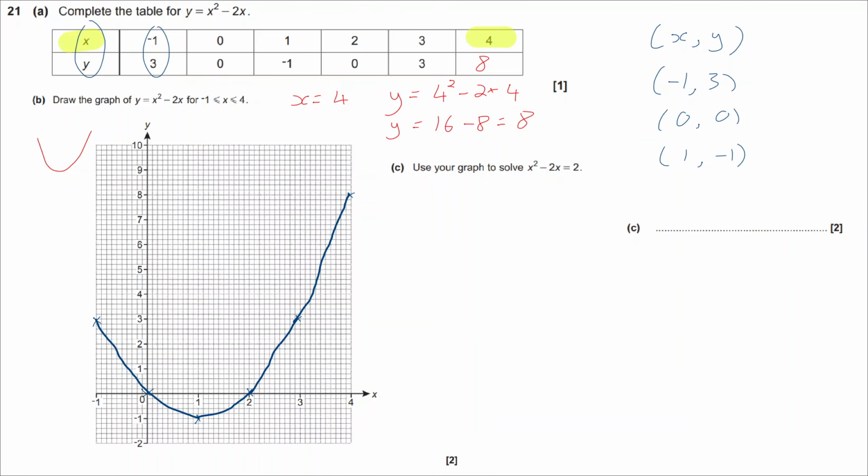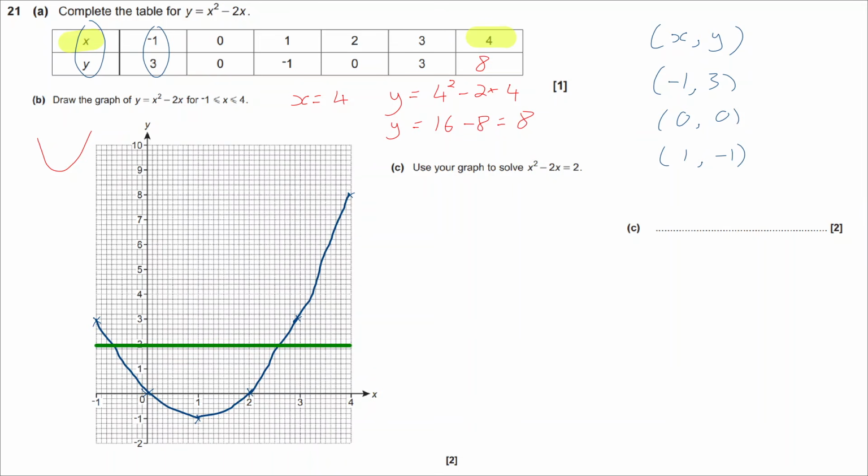Good. Now part C, use your graph to solve this here. Often they would put x squared take away 2x is equal to 0. If that was the case, you would just read where your curve cuts through the x-axis, so this point here and this point here. But this one is saying where it goes through the point 2. So to do this, you have to draw in a straight line using a ruler, going through the point 2. Let's do that a bit more accurately. No, that's not very good either. Going through the point 2, there we go.